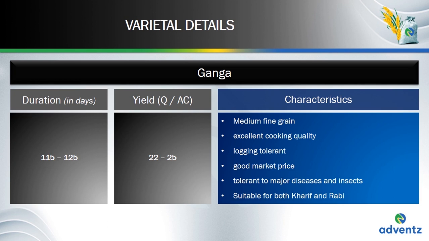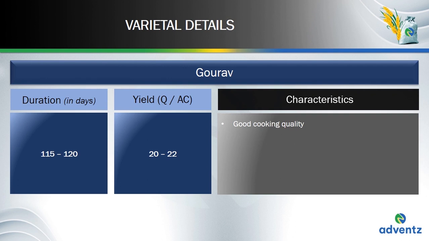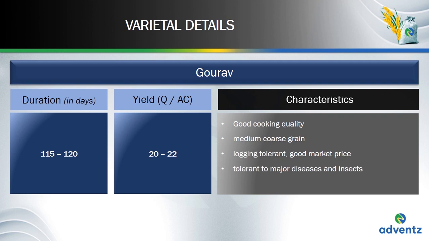The next variety is Gaurav. Gaurav has a duration of 115 to 120 days to mature. It gives a yield of 20 to 22 quintals per acre. The characteristics of Gaurav is that it has good cooking quality. The grain is medium coarse grain. It is lodging tolerant. It carries a good market price and it is tolerant to major diseases and insects. It is also suitable to be planted both in Kharif and Rabi season.